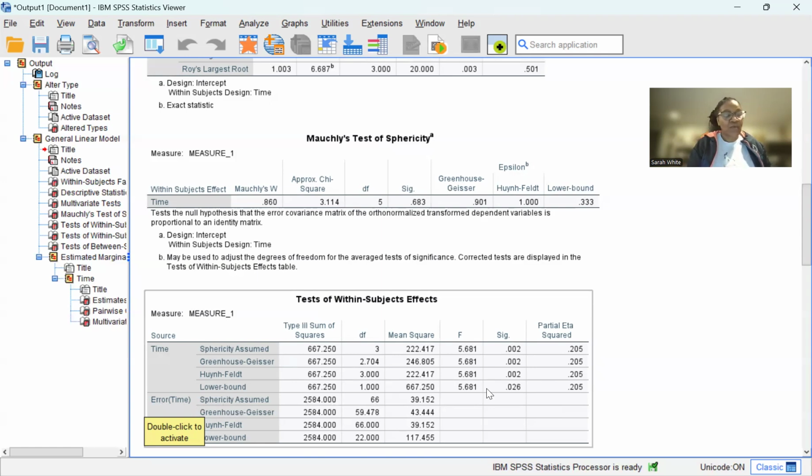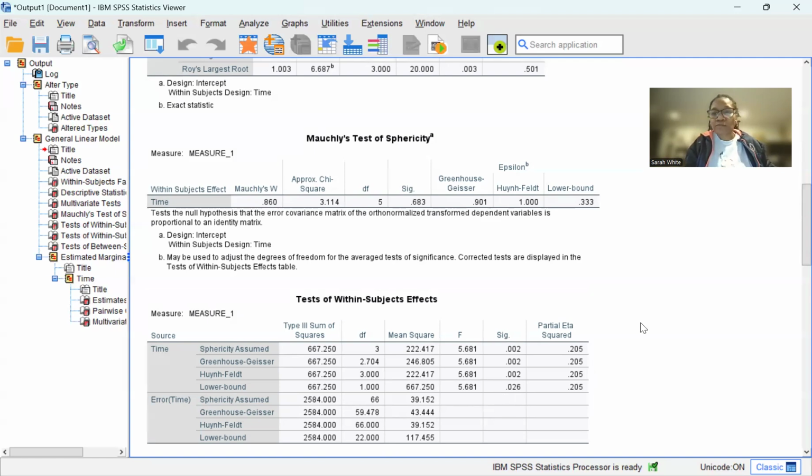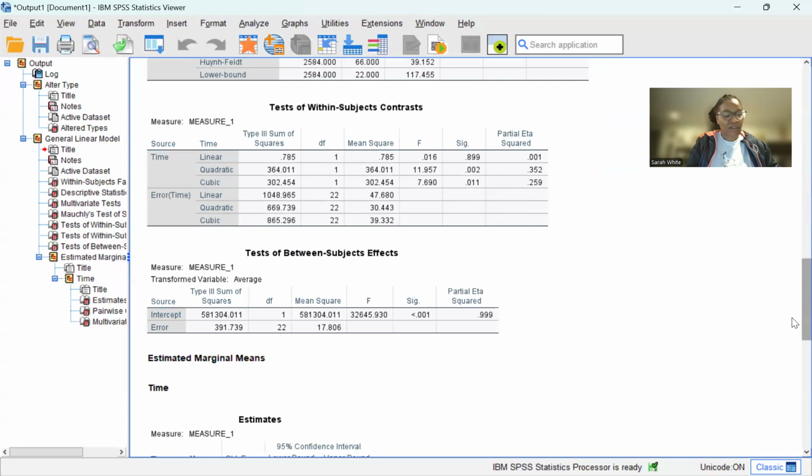And we also see our p-value here is 0.002, and since the p-value is so low, we know that we need to reject our null hypothesis and determine that in fact there is a significant difference in the attitudes over time. Moving right along, as you can see here, again, we've got our significant value there.